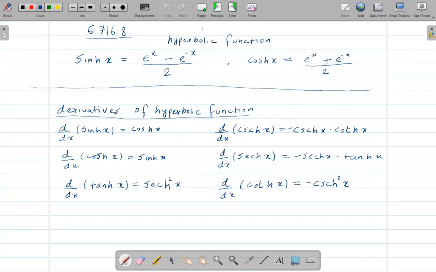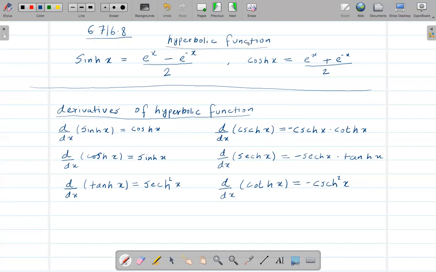First I'll be talking about section 6.7, which is about hyperbolic functions. There are lots of things in that section, so I will just talk about a few things from 6.7, and also a few things from 6.8. The first thing I want to talk about is the hyperbolic function.